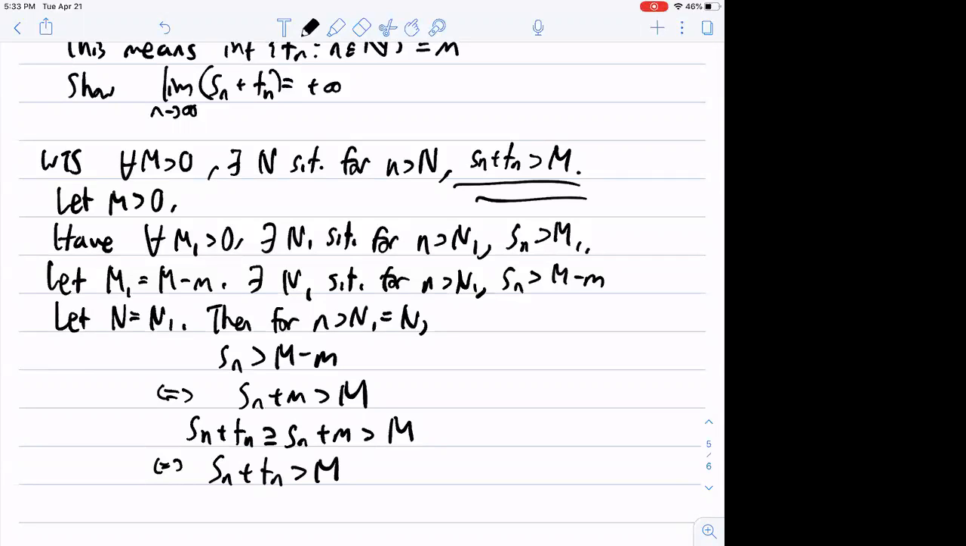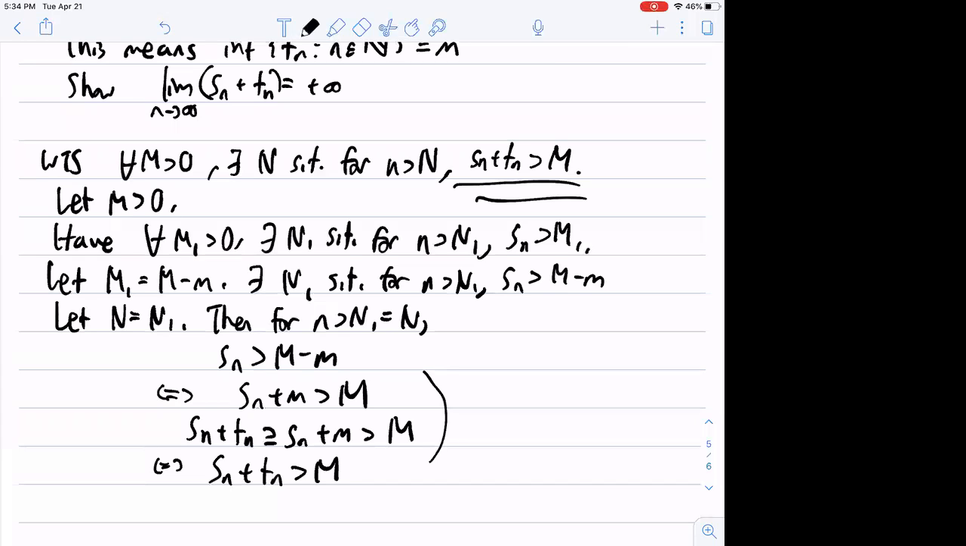If you ask me why I chose this, it's because I did this scratch work first. So if you're doing it for the first time, do the scratch work, figure out what m1 should be, and then write it out, right? But I don't think it's that difficult. Most of these are pretty intuitive.